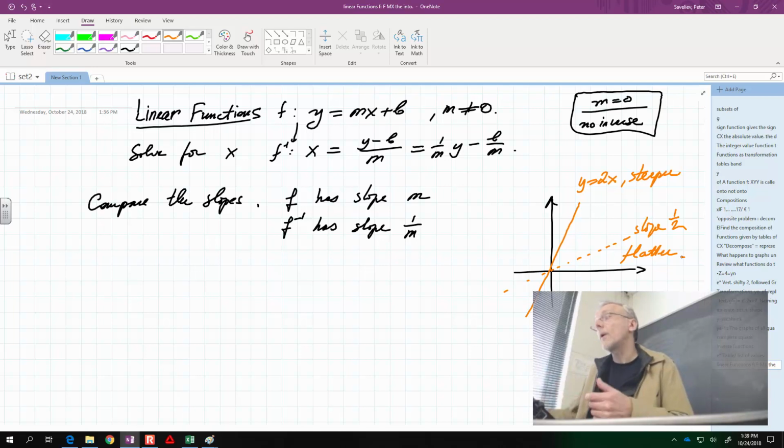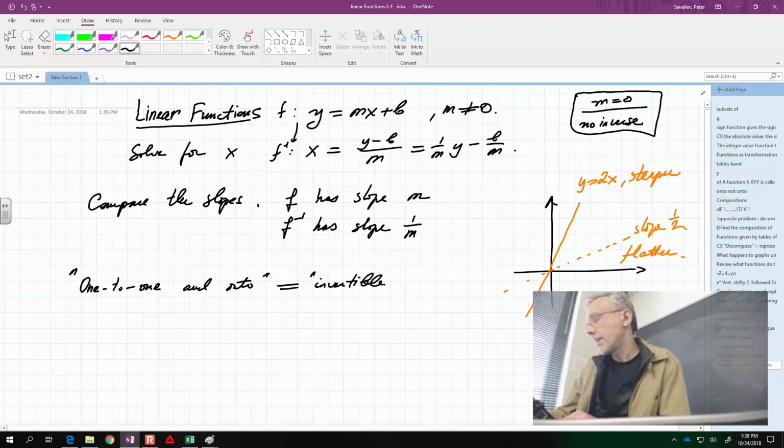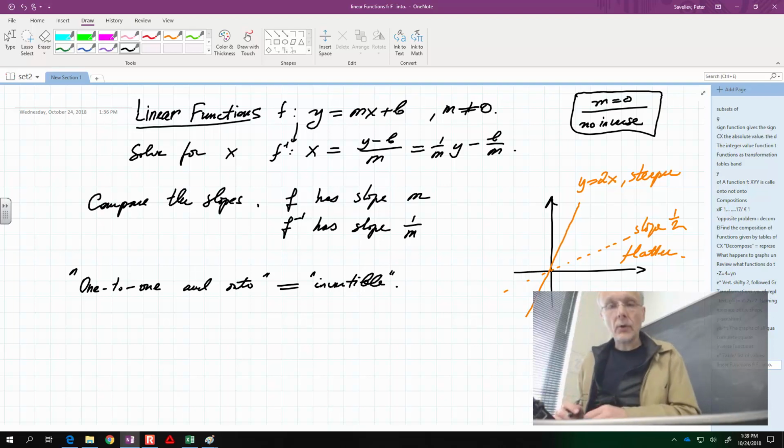They are all one-to-one and onto. Another word is invertible. One-to-one and onto, invertible, meaning that it has the inverse, right? So all linear functions are invertible.